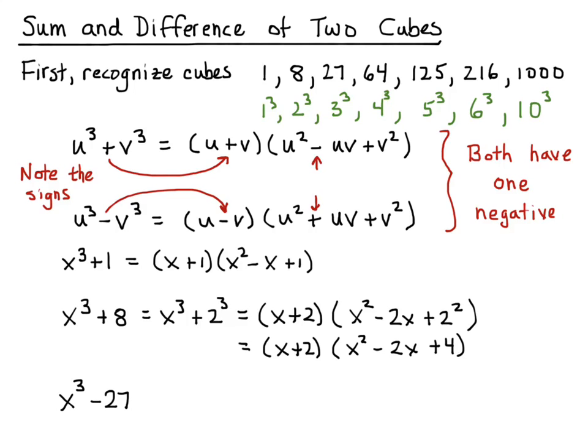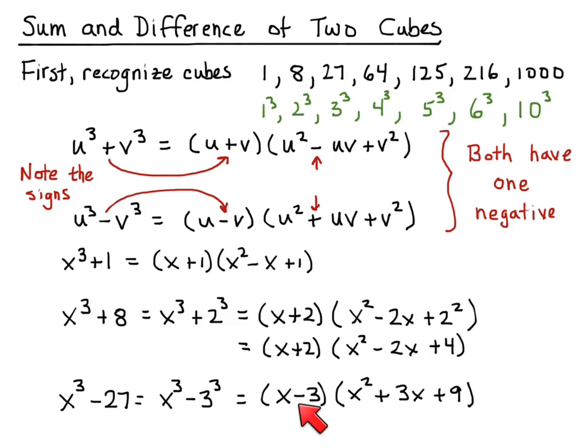All right, then if we have one with a negative sign in it, 27 is 3 cubed, so we can write that as x cubed minus 3 cubed. And then when we put it in the factored form, it's x minus 3 times x squared plus 3x plus 9. So our negative was in this first pair.